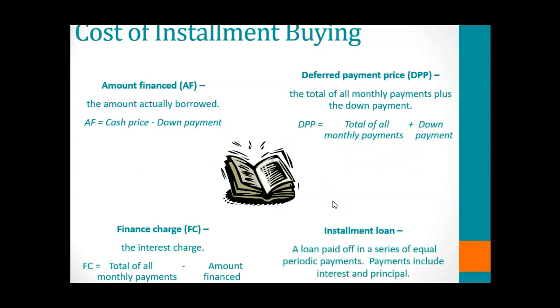Then the installment loan refers to a loan paid off in a series of equal periodic payments. Payments include interest and principal. So for some, you may be able to relate to this. Think about your car purchase, and if you financed the car, what were the terms? Did you finance it over 4 years, 5 years, 6 years? When you make the actual monthly payment, a portion of your payment goes toward interest, and the remaining amount goes toward the principal balance on the vehicle.